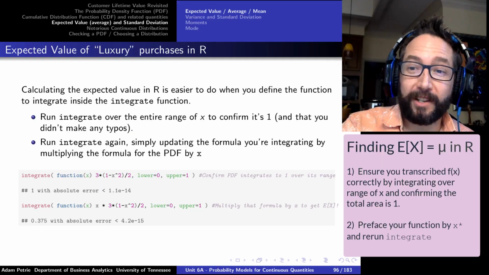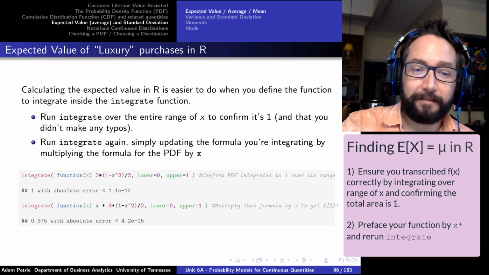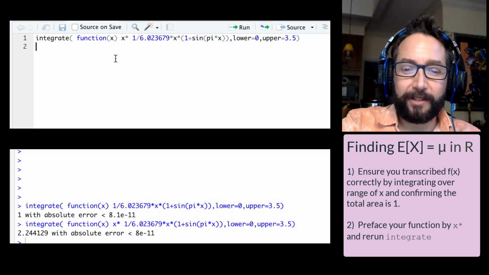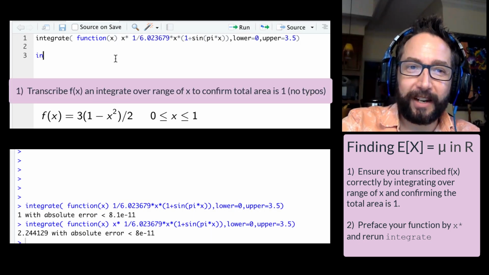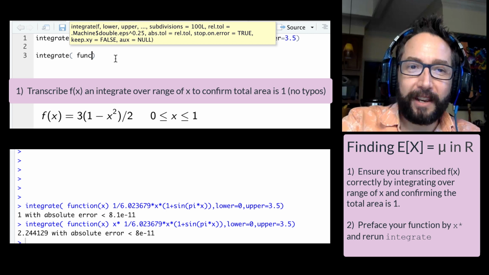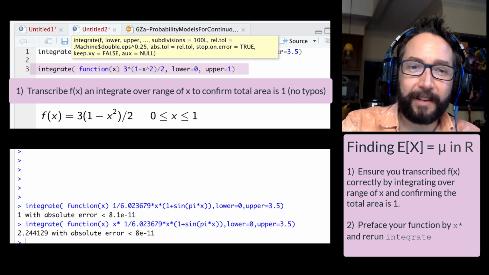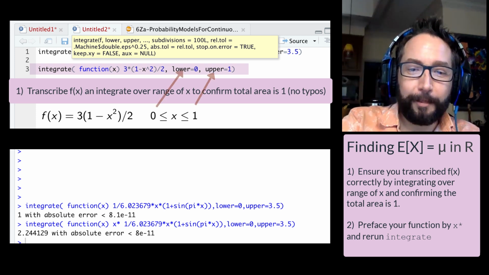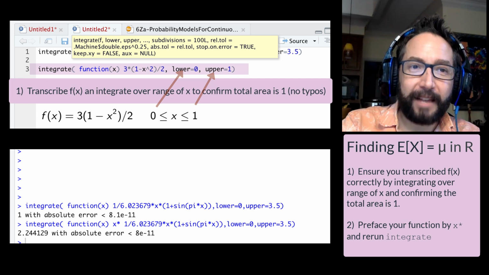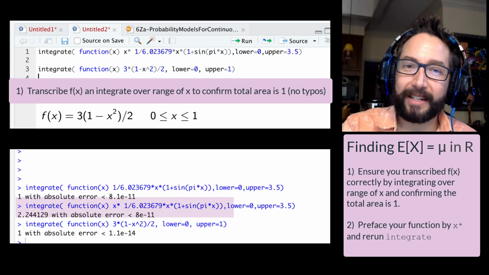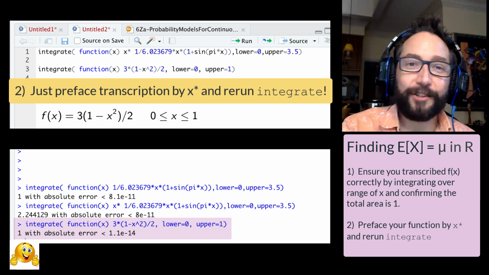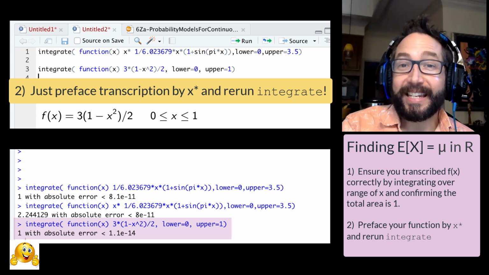Now, how could we do this in R efficiently? Well, let's do it. What I like to do is to first start out by making sure that I don't have any typos. And so if I say function x, and then take my equation for the PDF and just transcribe it, which is going to be 3 times 1 minus x squared divided by 2, having a lower equal to 0 and an upper equal to 1 allows me to very quickly verify that I didn't make any typos. It integrates to 1.